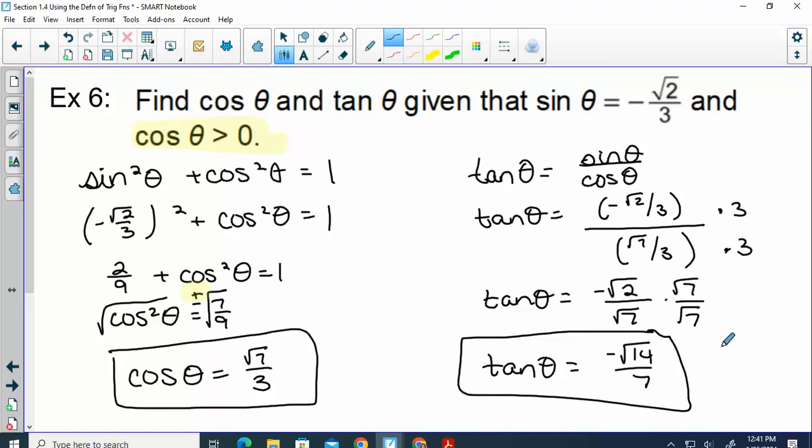So is it faster? Probably not. If you only have to find one trig function, it might be faster to use identities. If you have to find multiple, it's probably going to be faster to do x, y, and r. But it's just another tool that you have and you can use.